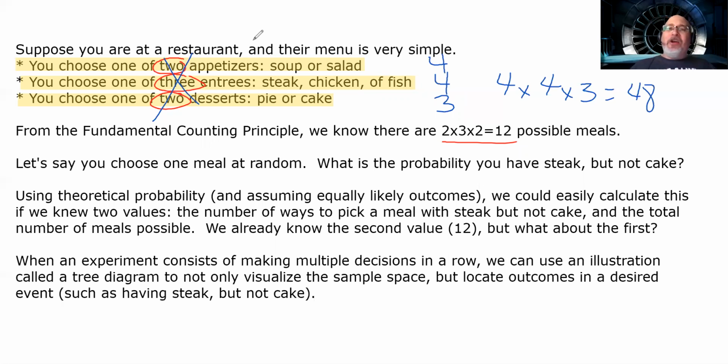So in theory, tree diagrams are good, but in practicality, only when you don't have a lot of decisions to make and each decision has a very small number of choices to make. We'll do a couple more examples of tree diagrams because they really can help organize your thoughts.